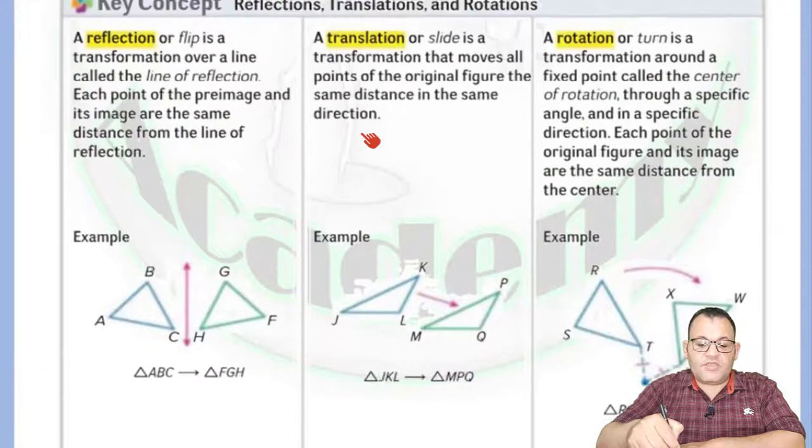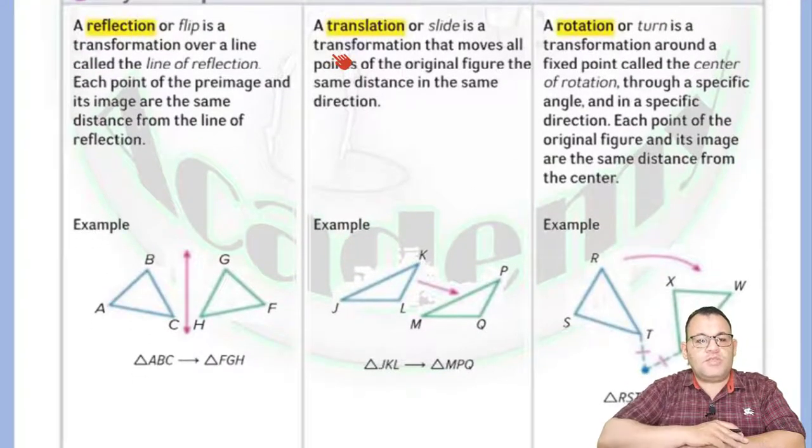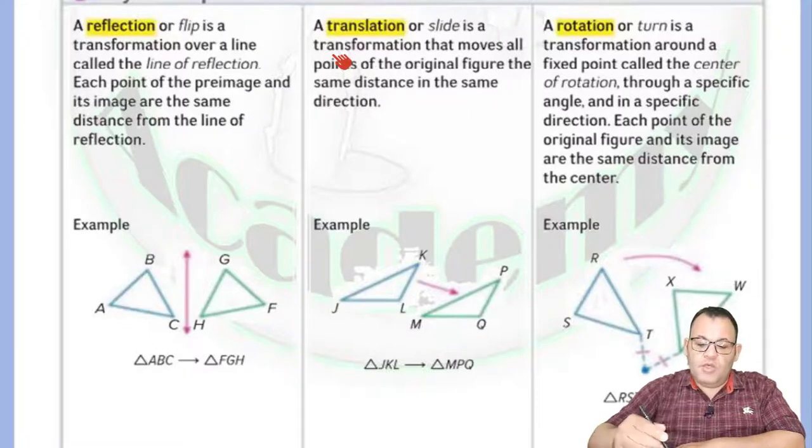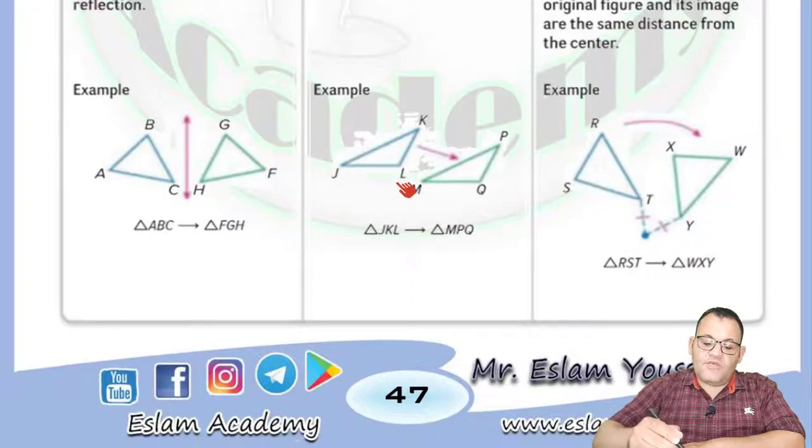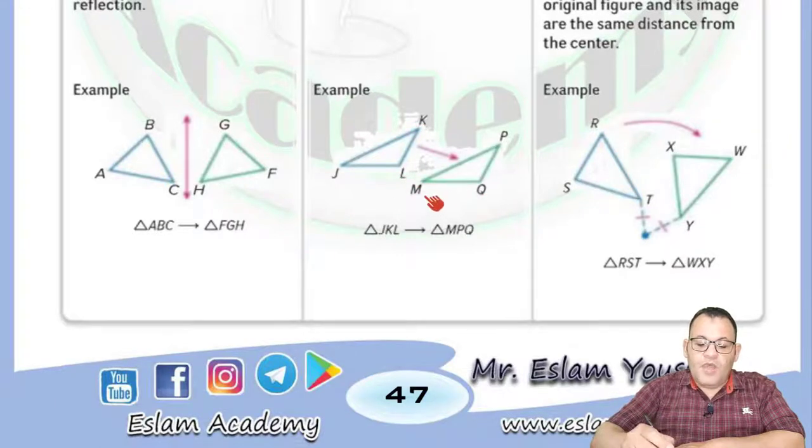The second type of transformation that we have is called translation. In the translation, we slide each point of the figure, or the pre-image, the same distance in the same direction. We are moving the shape. So you will find that the image of the shape JLK is MQP. M is the image of J. Q is the image of L. P is the image of K.